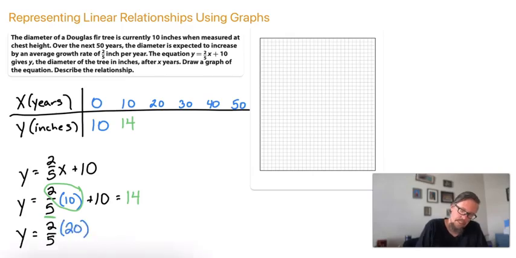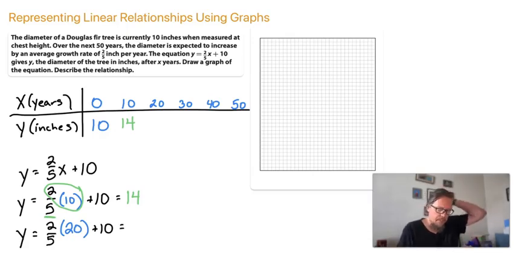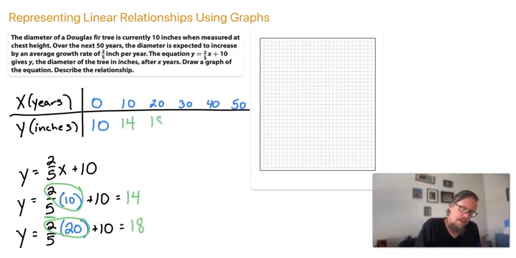2/5 times 20 plus 10. Again, you can use the calculator, but this is the same thing as 2 times 20, which is 40, and 40 divided by 5 is 8. So 8 plus 10 is 18. And boy, I am noticing a pattern. 10 plus 4 was 14. 14 plus 4 is 18.